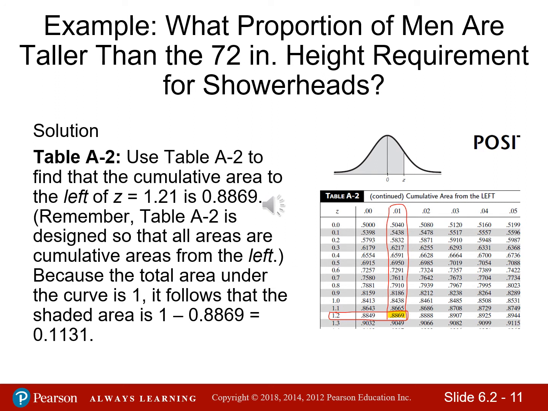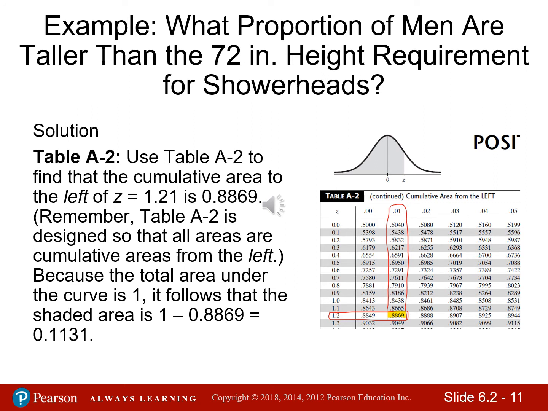Use Table A2 to find the cumulative area to the left of the z-score 1.21, and that area is 0.8869. You can see that in my Table A2, the column all the way to the left has the first two numbers in my z value of 1.2. And then we go across that row to the right to the column that's labeled 0.01. And that shaded yellow number is our area to the left of the z-score of 1.21.